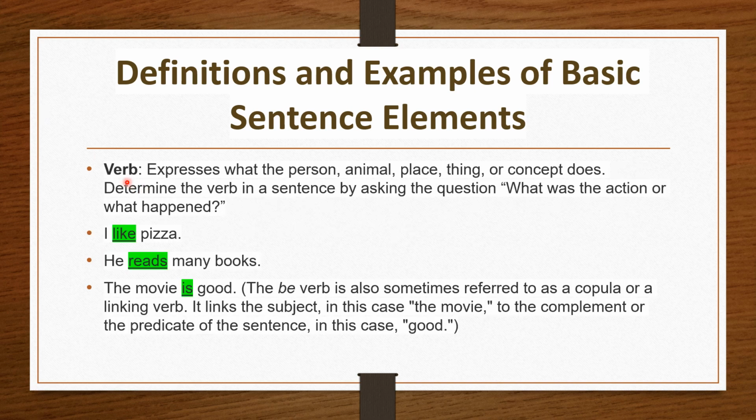The verb. The verb expresses what the person, animal, place, thing, or concept does. So how can we determine it? How can we find the verb in the sentence? Determine the verb in a sentence by asking the question what was the action or what happened. I like pizza. What was the action here or what happened to the pizza? He likes it. He reads many books. Reads here is the verb. The movie is good. Here the verb is to be.